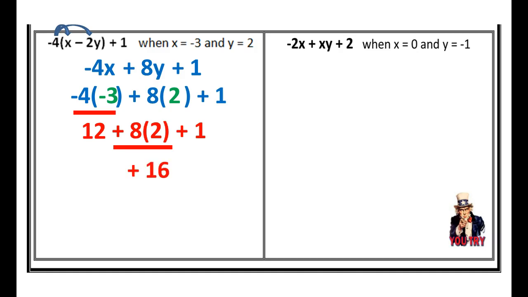Remember, every time you underline, evaluate, rewrite, that's a calculator moment. 8 times 2 in my calculator gives me +16. I'm going to rewrite everything else down. The 12 didn't change. The +1 didn't change. I see only addition, so I'm going to go left to right. 12 plus 16 gives me 28. Underline, evaluate, rewrite, bring down that +1. Last operation, 28 plus 1 gives me 29. On your own, try the last problem.